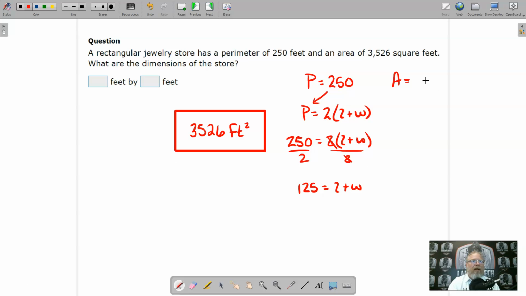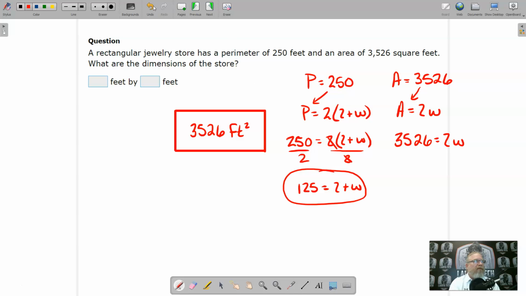So we have that. Now what we know about the area is that area is equal to 3526. We know the formula for area: area equals length times width. So let's go ahead and substitute 3526 for A in the formula. 3526 equals length times width. So now we have to find two numbers that when we add them together, we get 125, and when we multiply those same two numbers together, we get 3526.